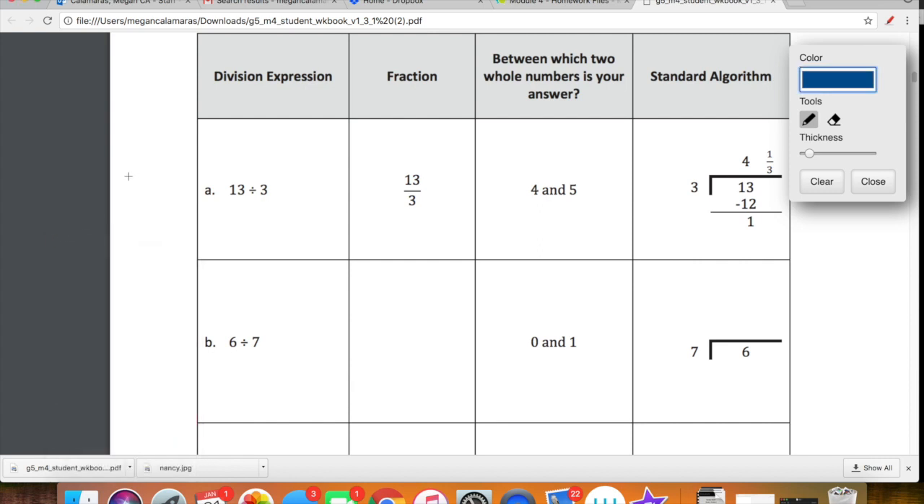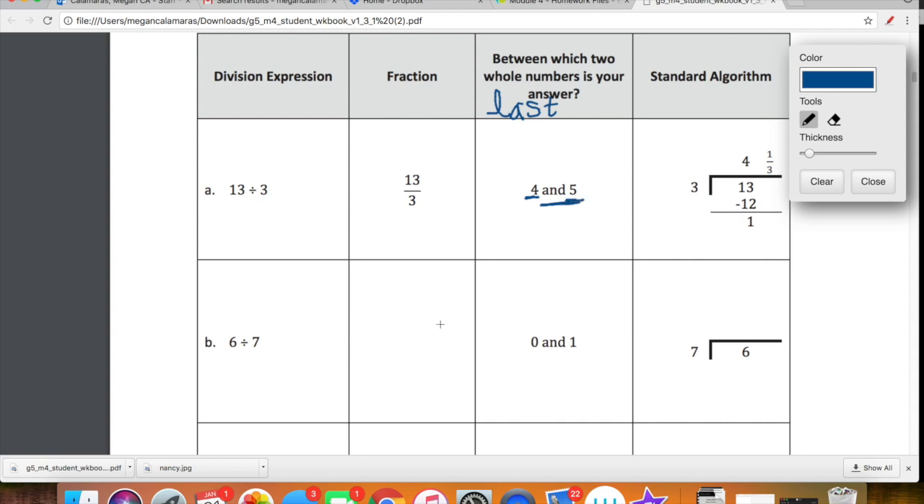Okay, kiddos, here is another table. We saw a table today in lesson 3, but we're not going to be afraid of this table because it's all information that we are capable of arriving at. So division expression 13 divided by 3. Yes, we know the fraction version of that is 13 over 3, and we will be very sure of that after we do the traditional algorithm of 13 divided by 3. 4 and 1/3, so do this column last. 4 and 1/3, between which two whole numbers is your answer? Well, 4 and 1/3 shows up between 4 and 5. Just think about where that is on your number line.